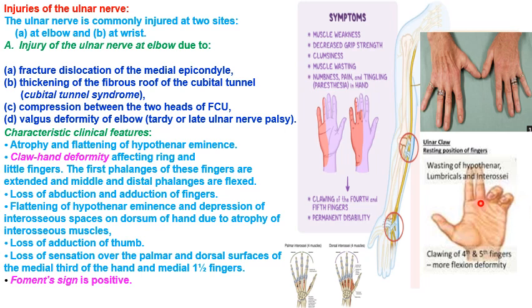And this claw hand deformity is more exaggerated or pronounced when the injury is nearer to the wrist, where the flexion at the terminal phalanx is more, which is known as ulnar paradox, and is due to the unopposed action of flexor digitorum profundus.